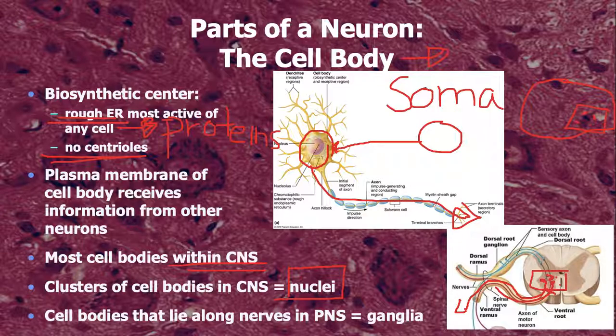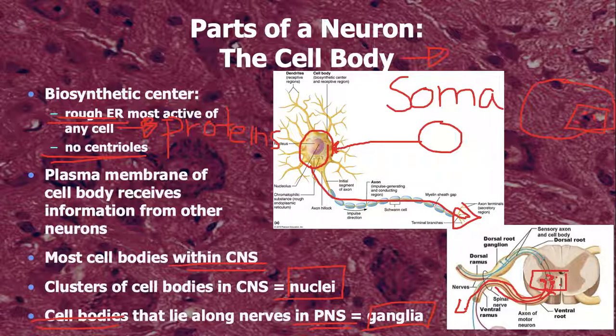They just kind of find out where they are and stay there. Okay? So if it's in the central nervous system, those groups are called nuclei. However, when we get a collection of cell bodies in the peripheral nervous system, so this is associated with nerves, they're going to lie alongside of the nerves, we call these ganglia.